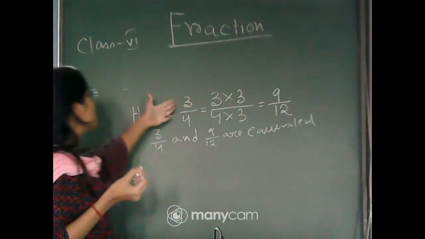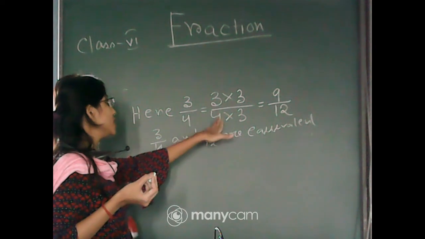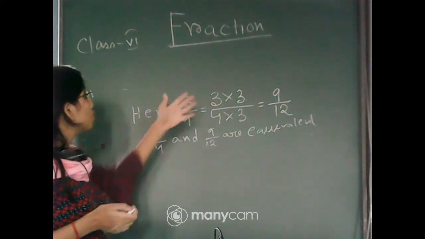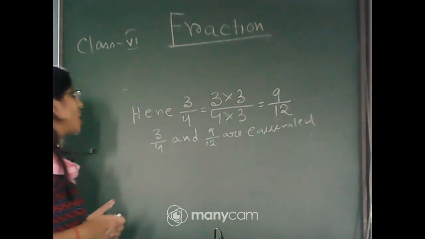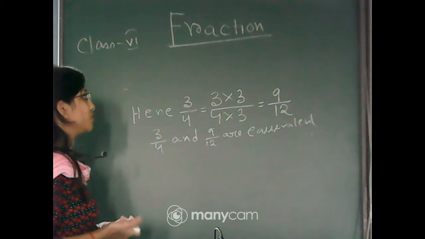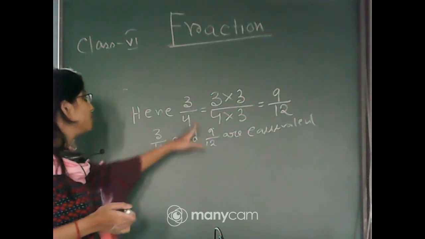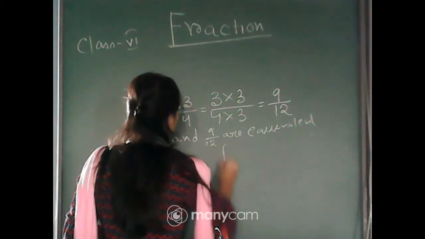Here 3 by 4 is equal to 3 cross 3 divided by 4 cross 3. We multiply both the numerator and the denominator by the same number 3 and we get 9 divided by 12. Therefore, 3 by 4 and 9 by 12 are equivalent fractions. Okay.